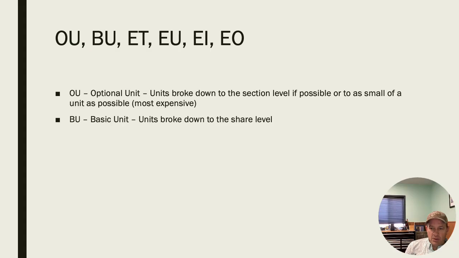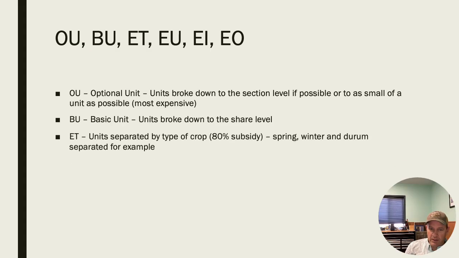The basic unit just means the units are just broke down to the share level. So if you have share leases versus your 100% stuff, it'll separate it that way.